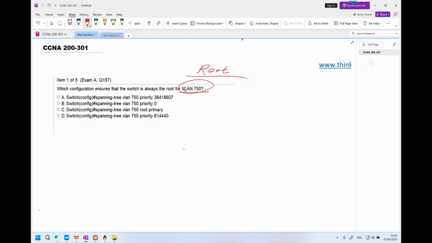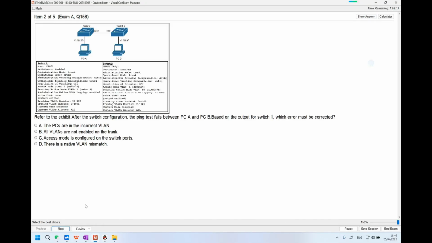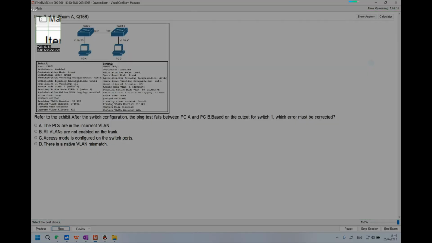We do this by setting its priority because the lower the priority, the more likely it is to be selected, right? We set its priority to 0. So the correct answer to this question is, without a doubt, B. Choose B. All right, let's look at the second question.